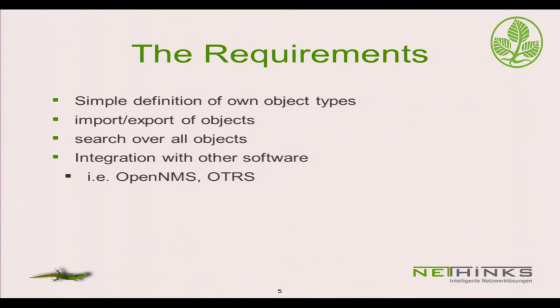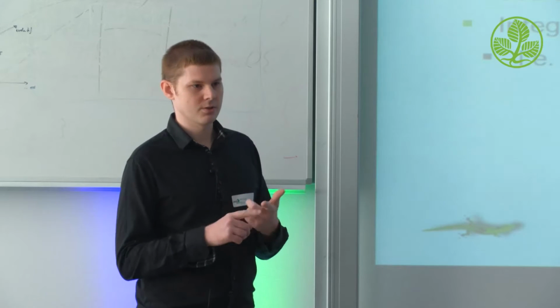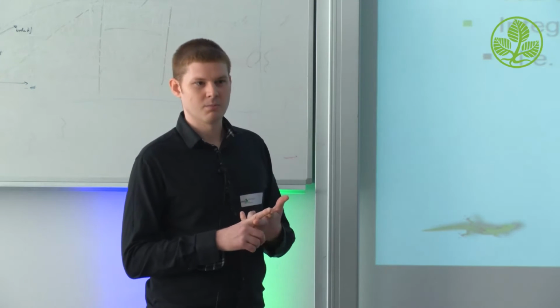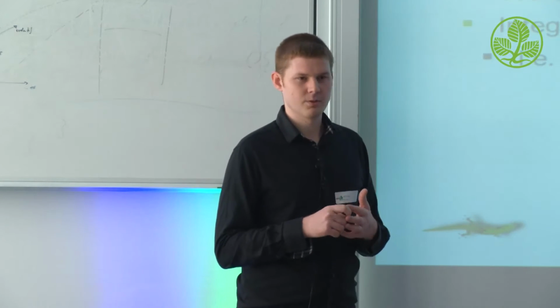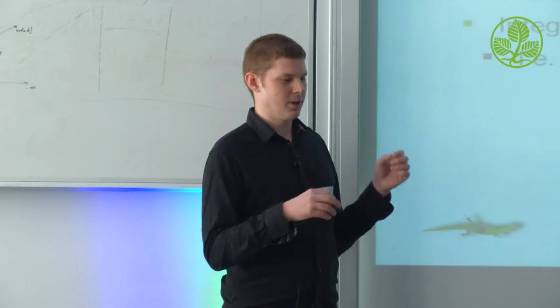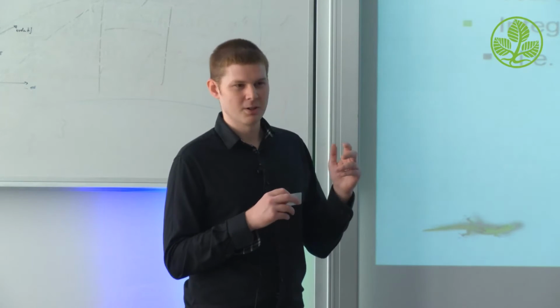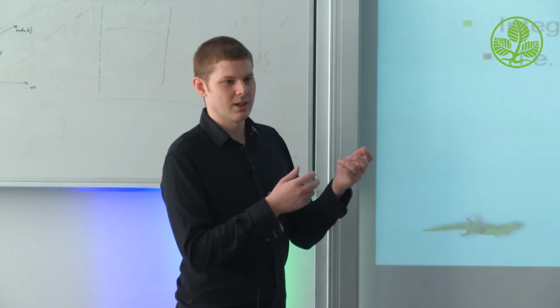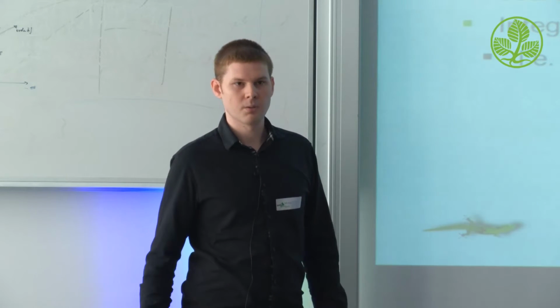We have some requirements. It should be simple to define our own object types. So we have the common object types like routers, switches, servers, but we also have list lines. We have very different carriers where we rent list lines, and every carrier has its own information we need to store to open a ticket for this list line. So it must be easy to create our own types of objects.